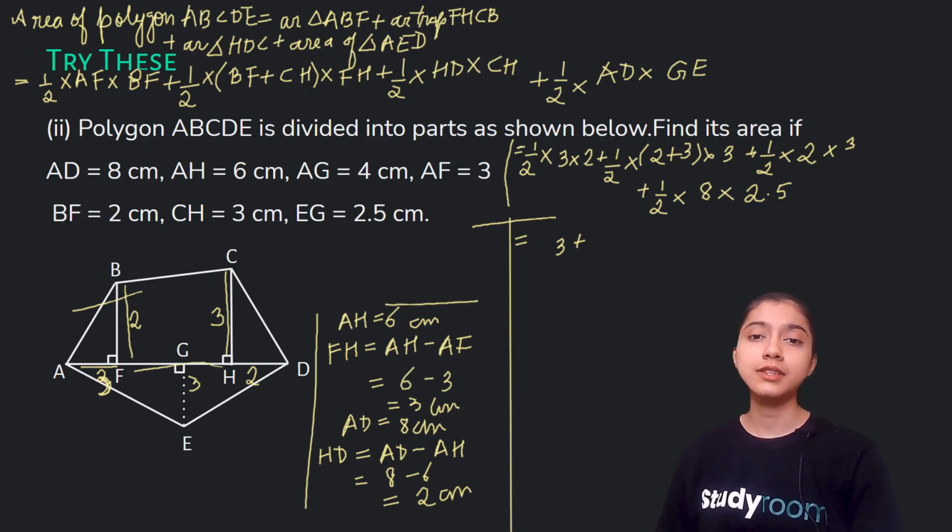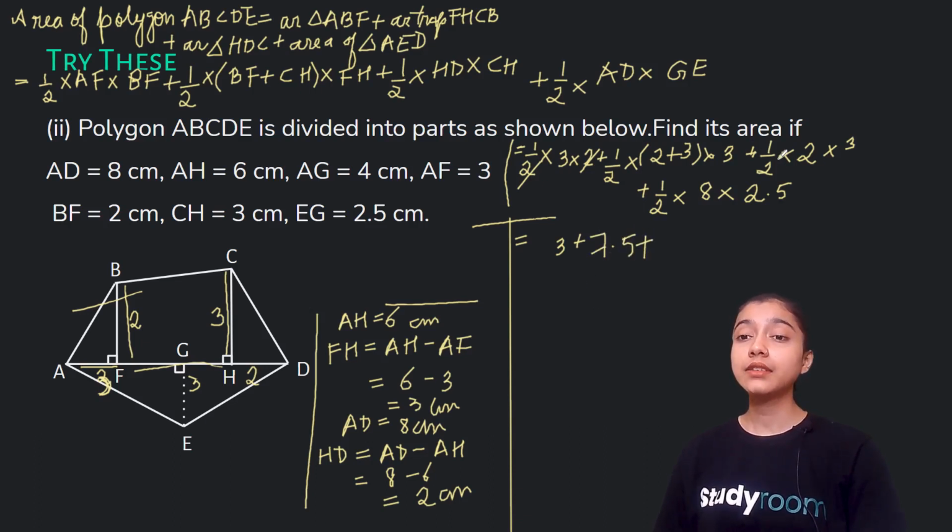Now let's solve this. What I will do is cancel this 2 and 2. So the term that is remaining in the first area of this triangle is 3. Over here we have 3 plus 2 gives us 5. 5 multiplied with 3 gives us 15 divided by 2. 15 divided by 2 gives us 7.5.